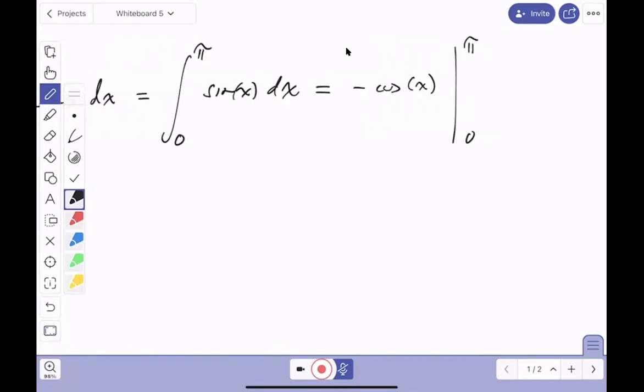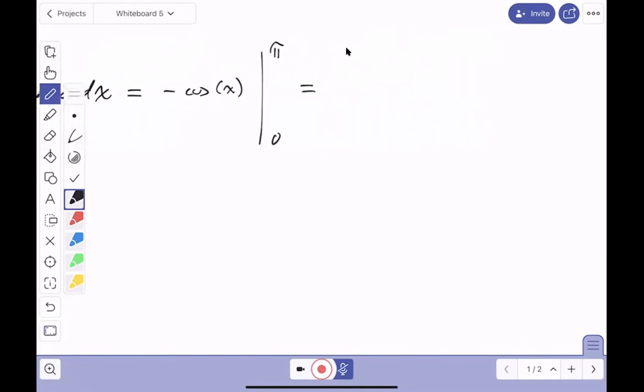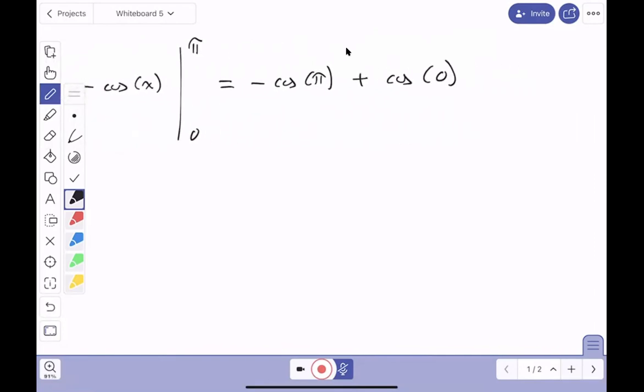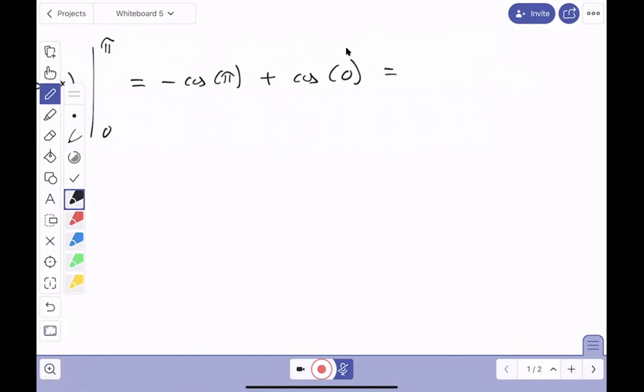Again, you're expected to do any kind of numerical stuff you can do. I'll give it a try. Minus cosine of pi, that's the upper limit, minus a minus, which is plus cosine of 0. Well, you should know the cosine of pi is -1, and minus a -1 is +1, and the cosine of 0 is 1, and 1 plus 1 is 2. This worked out pretty nice.